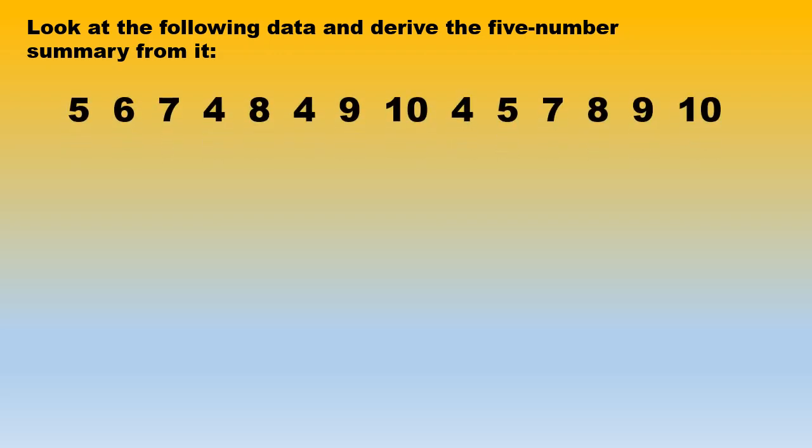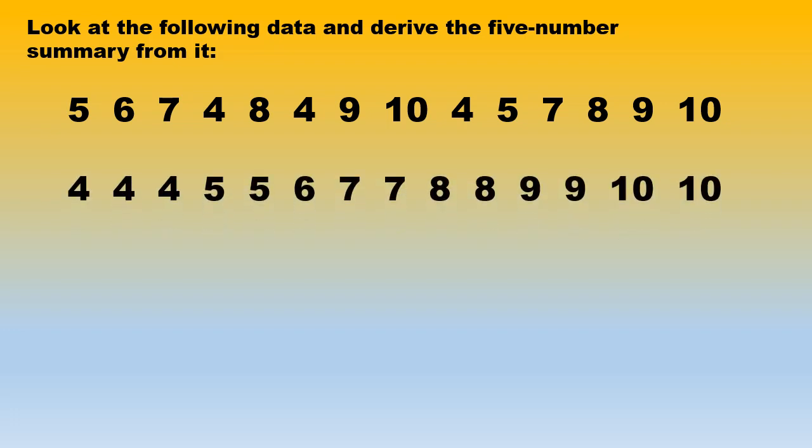Okay, look at the following data and derive the 5-number summary from it. So there's your set of data. First things first, we have to place it in order. Just one thing that I do to place it in order, I make little stripes through it, so you can check that I've placed it in order. So let me just check that I've done it correctly.